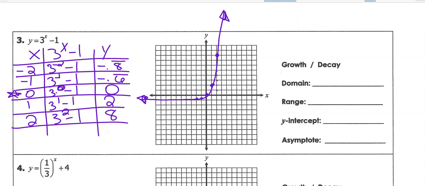So let's go and talk about what we see here. Do we have growth or decay? If you read the graph from left to right, like you always should, it goes upwards, which is an indication of growth. The domain is always the same for all these, all real numbers. The range always talks about y. Since this graph goes upwards from left to right, it's going to be greater than something. What is it greater than?